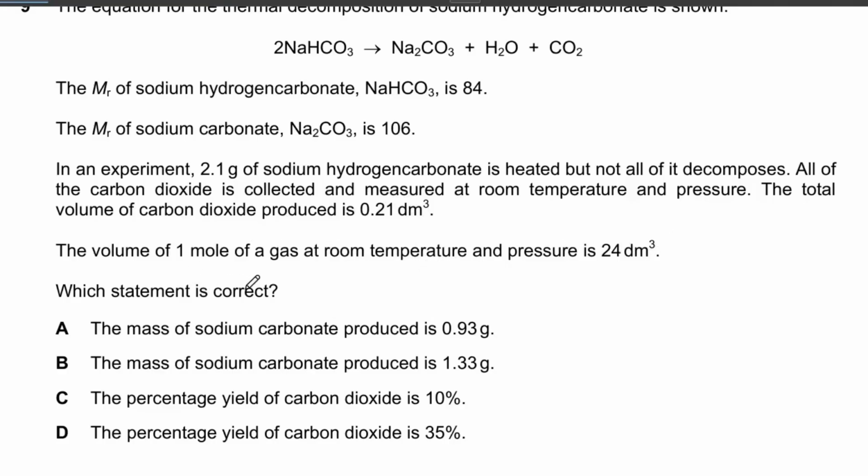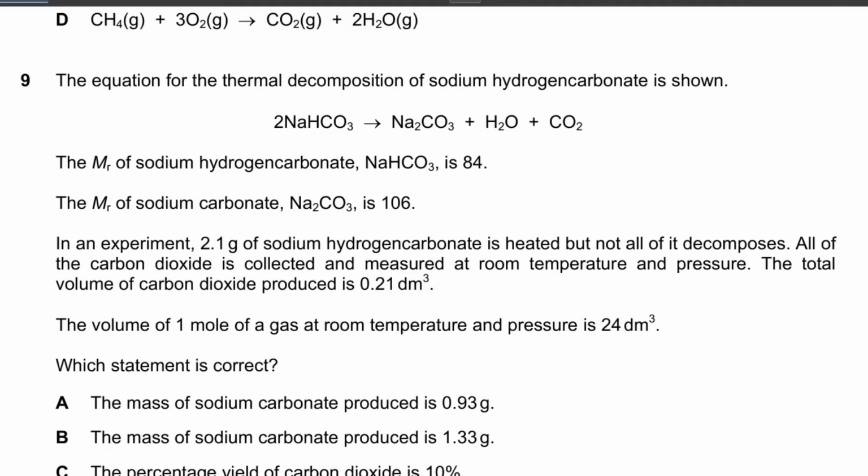Which statement is correct? A. The mass of sodium carbonate produced is 0.93 gram. So in order to get the answer of this question, we need to calculate the mass of sodium carbonate. If the mass of sodium carbonate is not the correct answer here, then we calculate the percentage here.